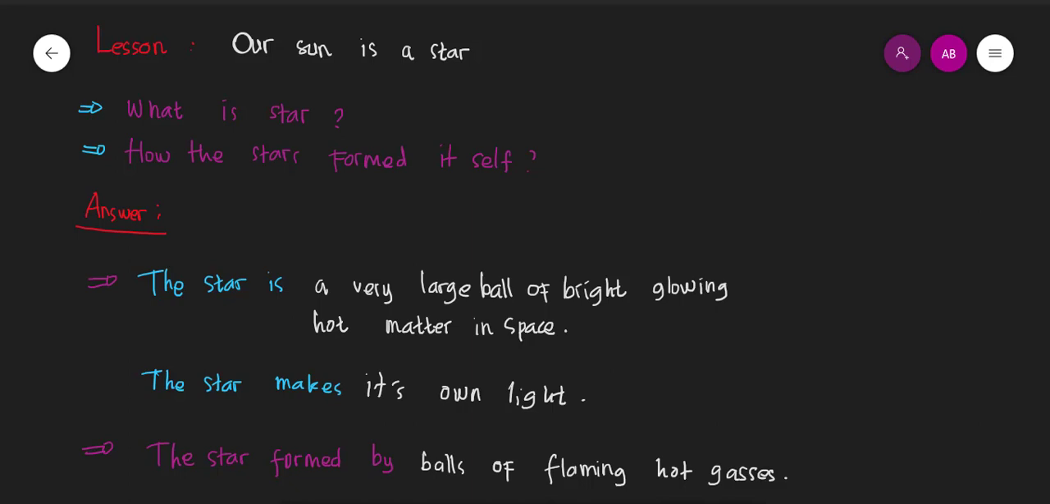So, the star is a very large ball of bright, glowing hot matter in space, everyone. And the star makes its own light. Okay? You have to remember this. The star makes its own light. And the star is formed by balls of glowing hot gases, everyone. Okay, this is something that you have to understand by yourself.